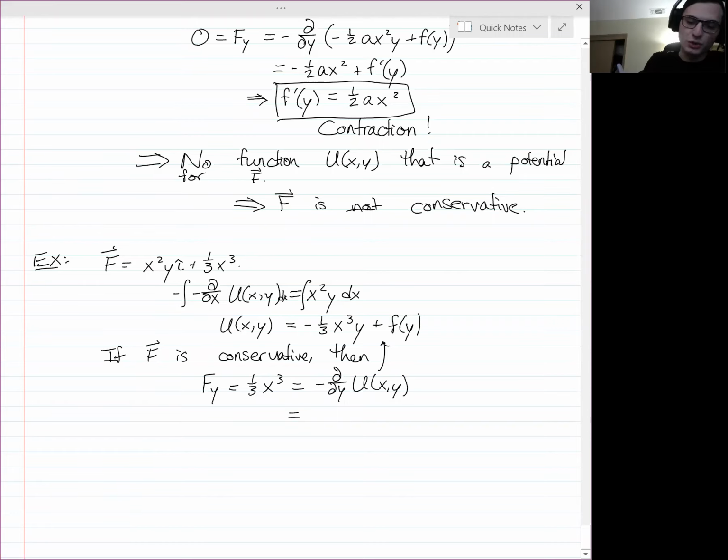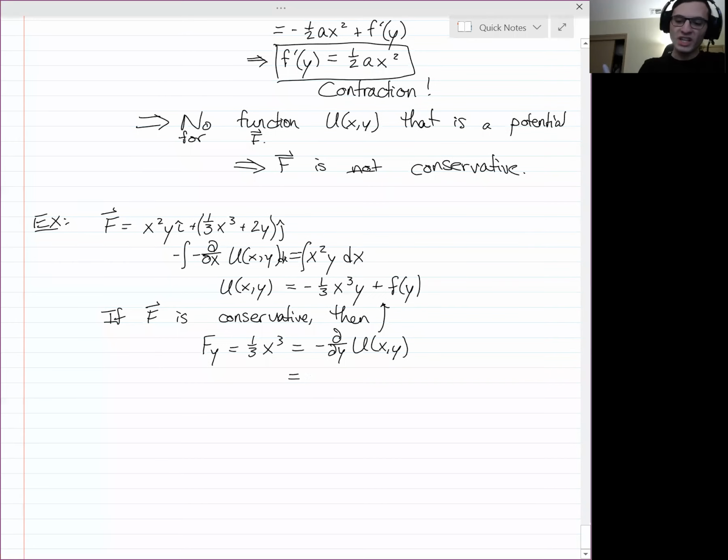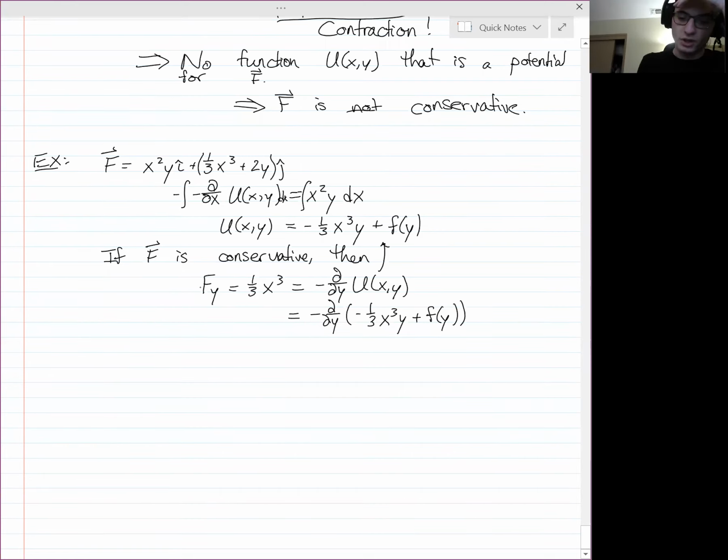Let's call this plus 2y up here in the j hat direction, just because. Yeah, so that doesn't change anything else we've done. That means that we have negative partial derivative with respect to y of negative 1/3 x cubed y plus f of y. And that has to equal, sorry, I do need to change this part here to correspond, because I changed f of y, so I have to change this. This is plus 2y here.